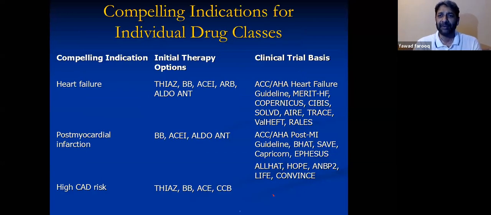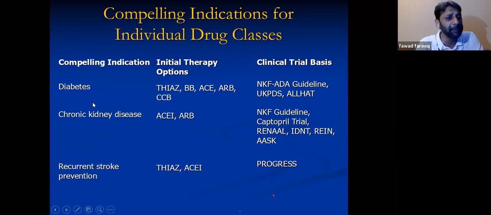But this scenario is for a patient who has no comorbidities, no compelling indication. Here you are seeing some drugs according to comorbidities, like heart failure patients: your choices may be beta blocker, ACE/ARB, thiazide. Post MI patient: beta blocker, ACE, aldosterone antagonist. High CAD risk: thiazide, beta blocker, ACE/ARB. Diabetes: beta blocker, ACE/ARB, CCB, thiazide. Chronic kidney disease: ACE/ARB. Recurrent stroke: thiazide, ACE. But you'll find that in most of the comorbidities, ACE/ARBs are there as compelling drugs.